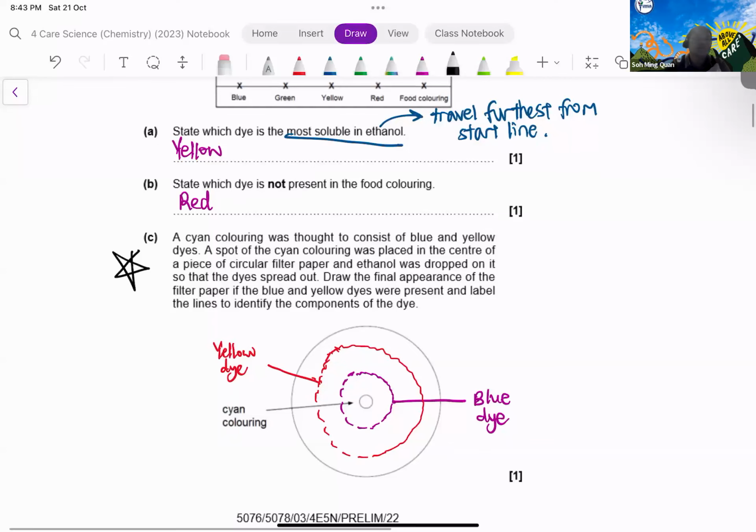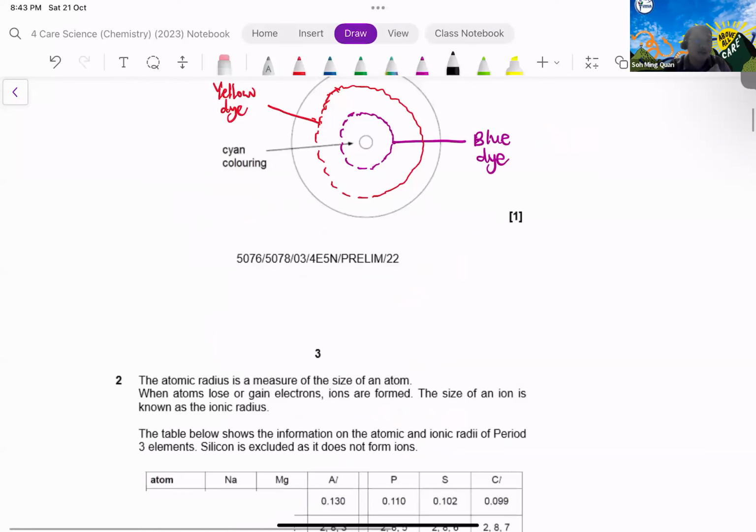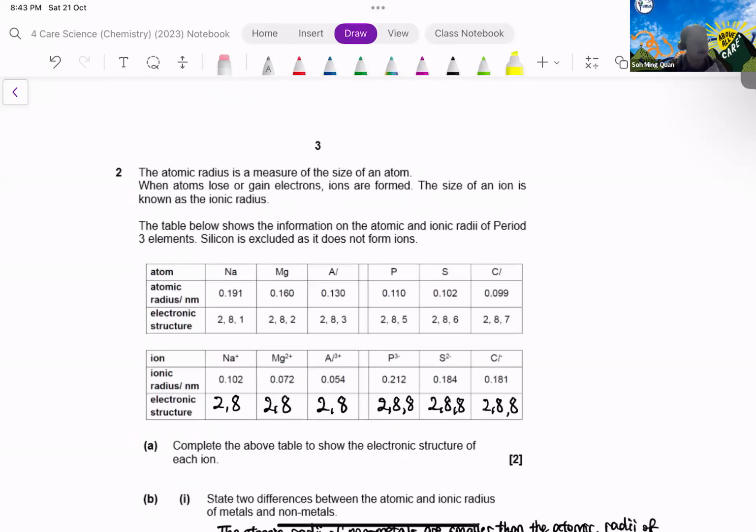So moving on from the chromatography question, the next question is the atomic radius question. Now, you are told something called atomic radius. So whenever you are told something new, can I please encourage you to highlight or underline, since you cannot highlight in the O levels, underline the definitions. Okay, what is atomic radius? Atomic radius tells you the size of the atom. All right. On the other hand, the size of the ion is called the ionic radius. All right, so these are two different terms, atomic radius, ionic radius.